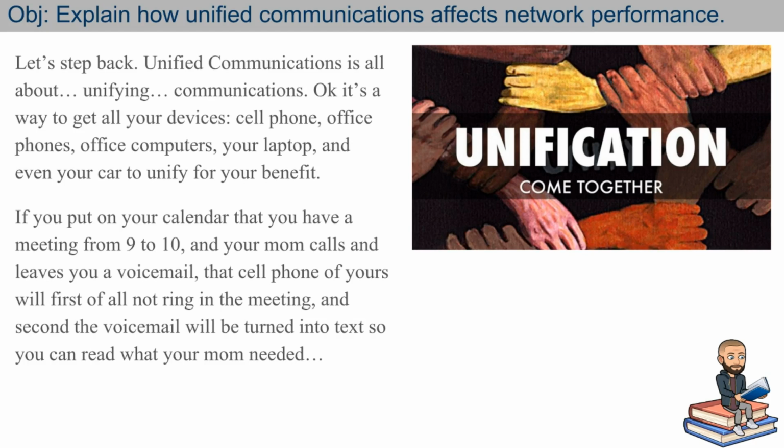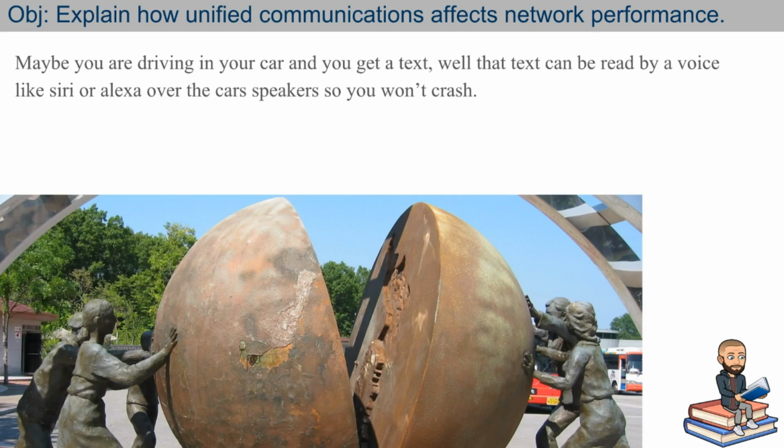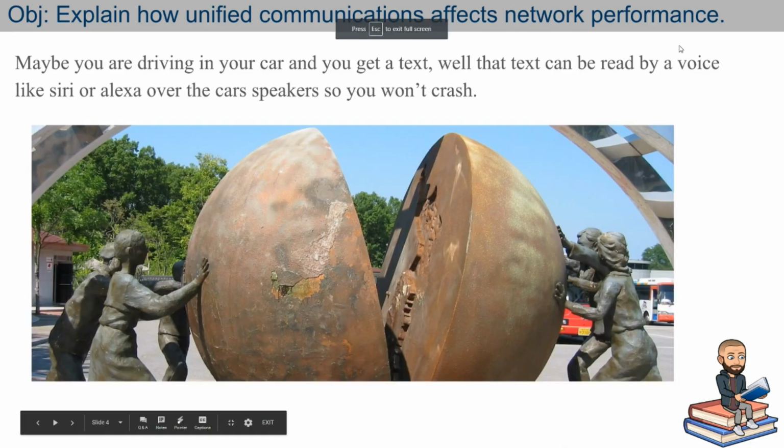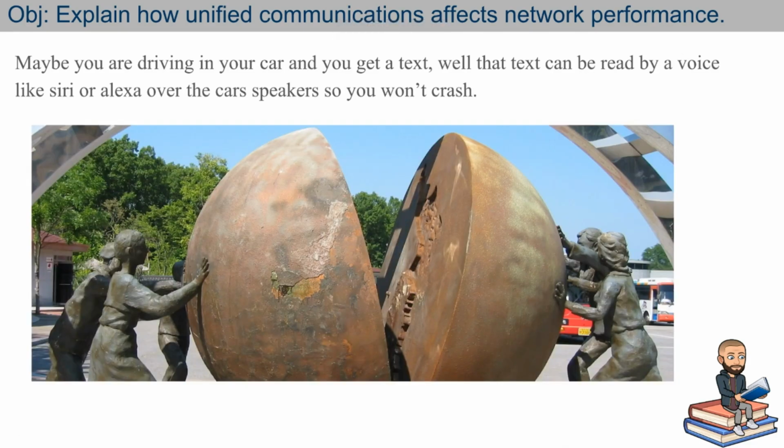Here's your first example. If you put on your calendar that you have a meeting from 9 to 10, and let's say your mom calls and leaves you a voicemail, that cell phone of yours will first of all not ring, because the cell phone knows you're in a meeting. And second, the voicemail will be turned into text, since your ears are preoccupied during the meeting, and in its text format, it'll go to your phone. So maybe under the desk, you'll be able to read what the voicemail was saying. But the key there is you would need to put that in your calendar for your computer and for the network to make that connection. There's a pretty good picture showing people putting the world together. So that's a great example of convenience for you during a meeting.